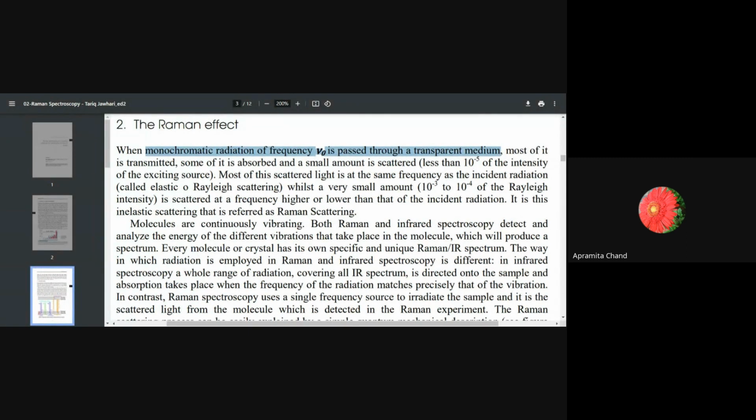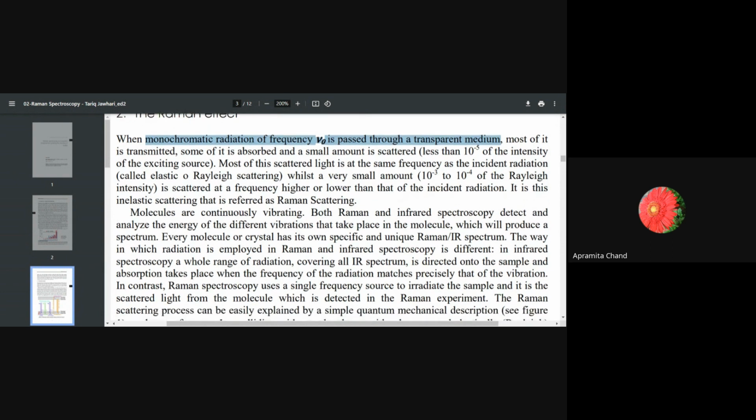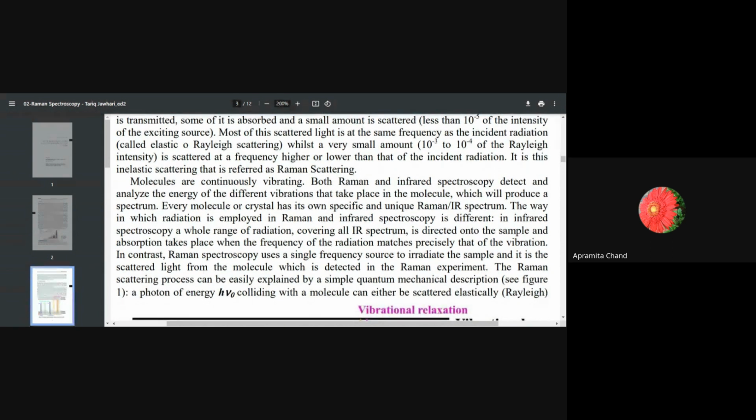Now, Raman and IR form a very unique spectrum. Each molecular crystal has its own specific and unique Raman and IR spectrum. Now, molecules, we know, are continuously vibrating. So both the Raman and IR spectra detect and analyze the energy of the different vibrations that take place in the molecule, and these produce the spectrum. And that is why the radiation that is employed in Raman and IR is quite different.